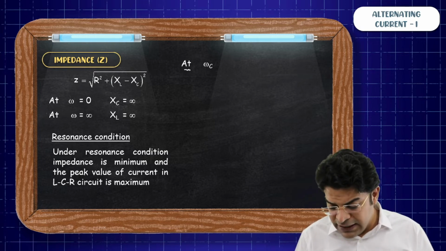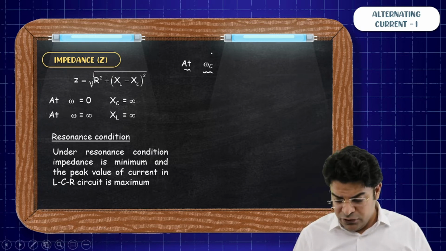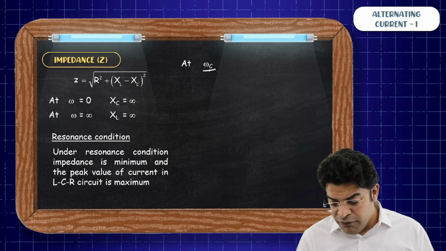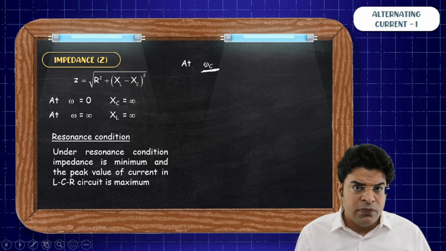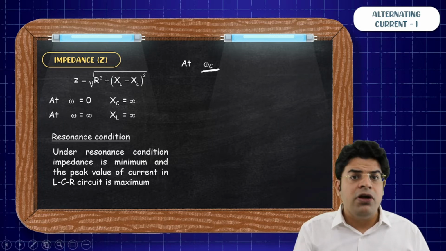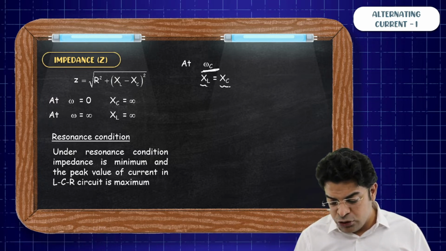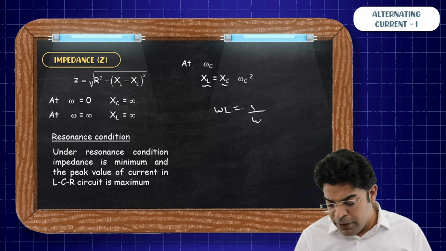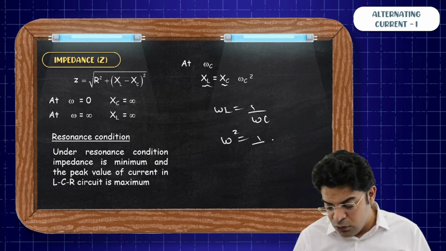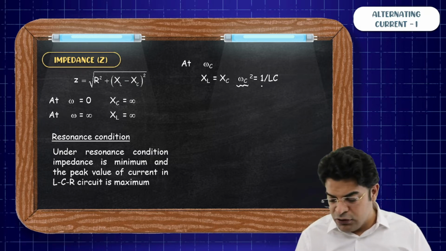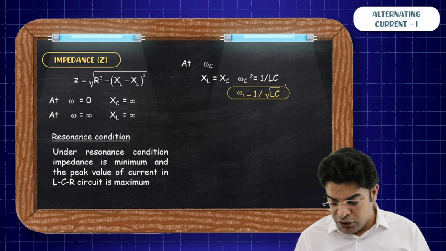So we say that for resonance condition, the angular frequency can be found. Let's say this angular frequency is omega C. When you have got the resonance frequency for which the impedance is minimum, the current flowing in the series LCR circuit is maximum, you will say that XL has to be equal to XC. XL equals XC means that omega L equals 1 by omega C, or omega square equals 1 by LC. Once you know that the resonance frequency whole square equals 1 by LC, the resonance frequency has to be 1 by root LC, and you have to remember this.